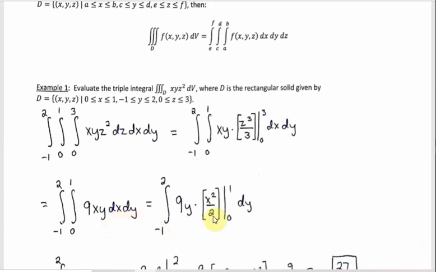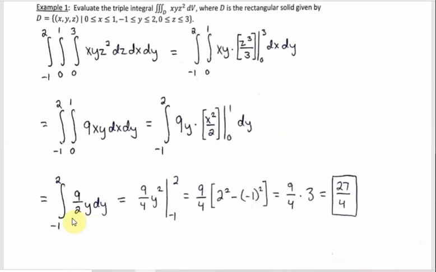So then you integrate with respect to x. So, okay, x squared over 2, double evaluate that one, and that ends up being 9/2 y dy. Integrate that, evaluate it, eventually you get 27/4. That one doesn't seem that bad. And usually the integration itself is not the tough part. Usually the tough part is in the setup. And you'll see what I mean when we get into general regions, not just rectangular solids.